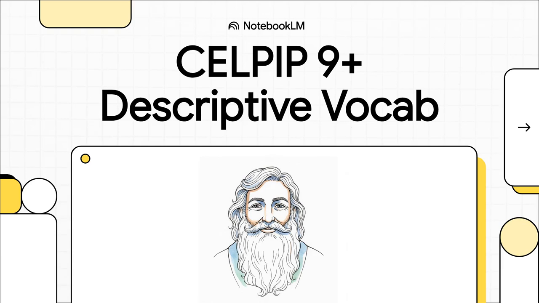Look, if you're seriously aiming for that top-tier CLB 9 or higher on your CELPIP exam, you already know basic vocabulary just isn't going to cut it. Today, we are running a focused masterclass designed to completely upgrade your descriptive vocabulary, and to do this, we're going to use a highly structured bilingual format that I like to call the rule of two.